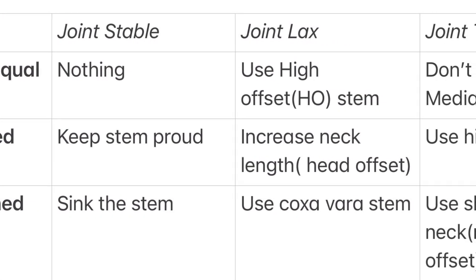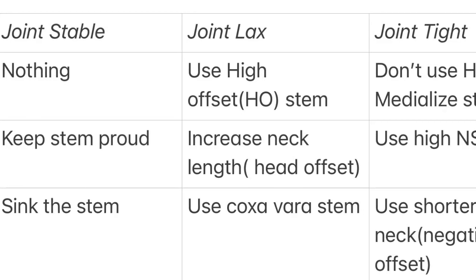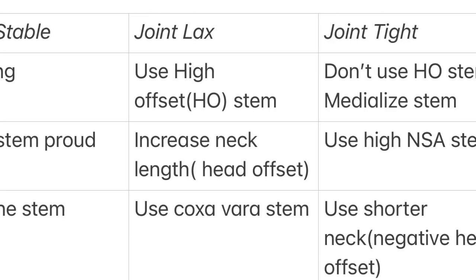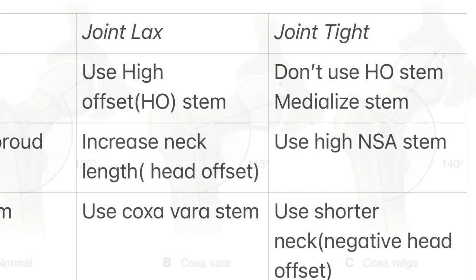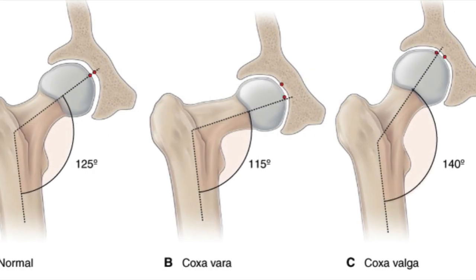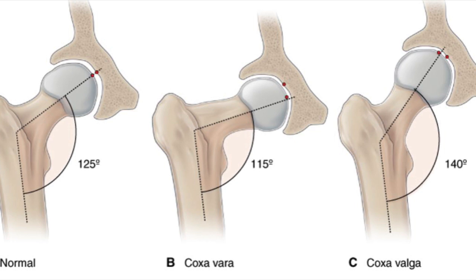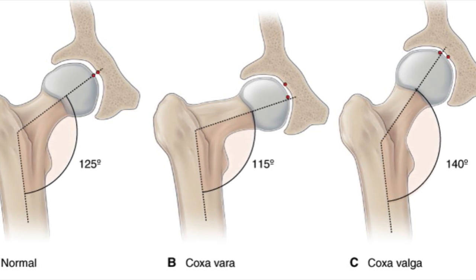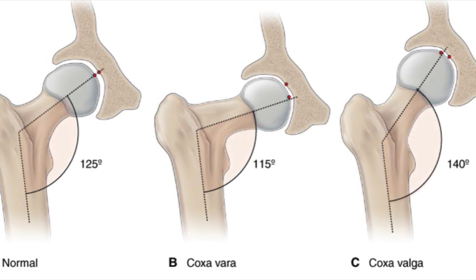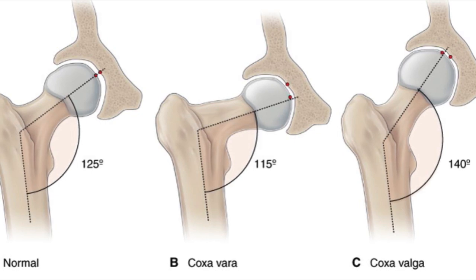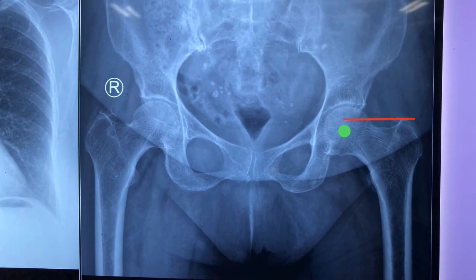So first, have a look at the x-ray of the normal contralateral side, if it is there. You have to have a look at the neck shaft angle. Better just have a look at the greater trochanter position. If it is at the same level as the head, or it is at a high level, this means that the neck shaft angle is less. The situation is called Coxa-Vara, and you have special stems called Coxa-Vara stems for such situations.